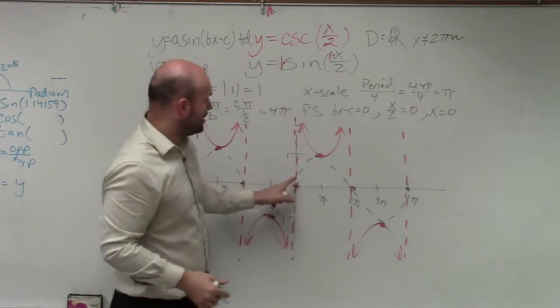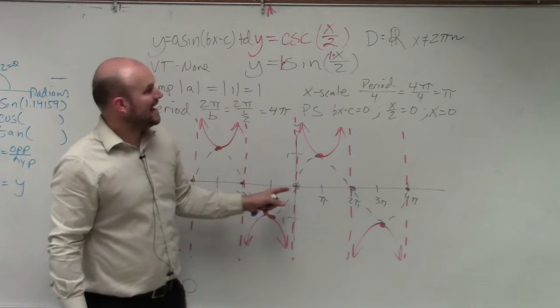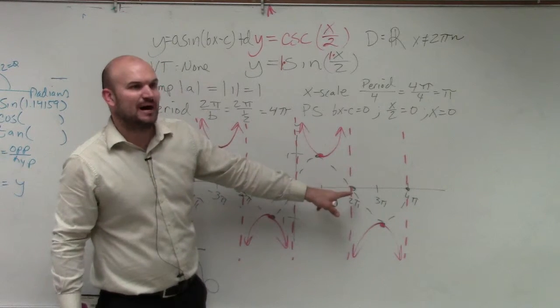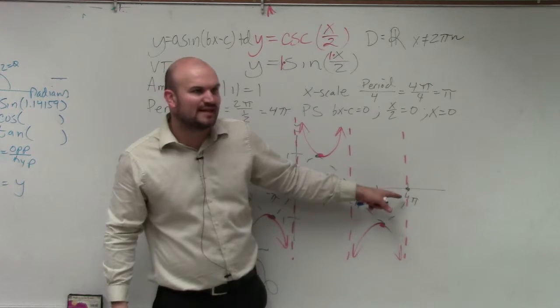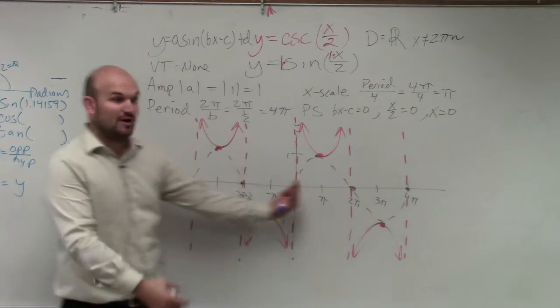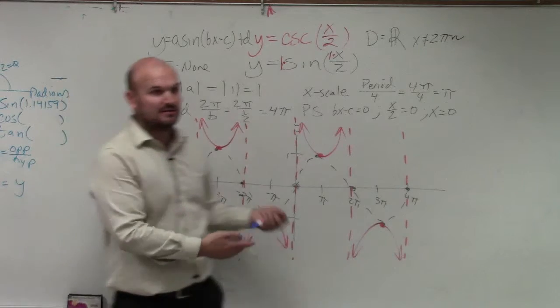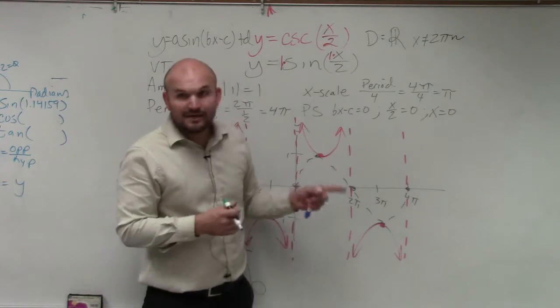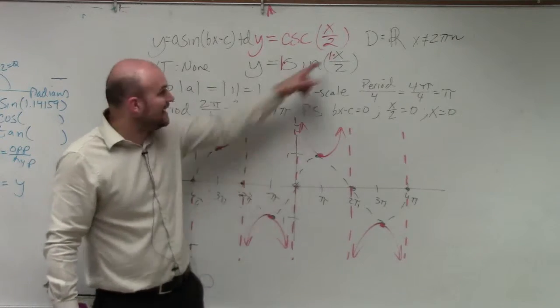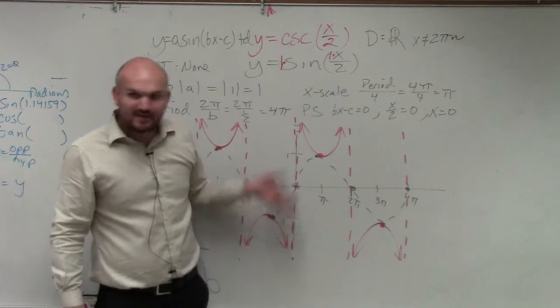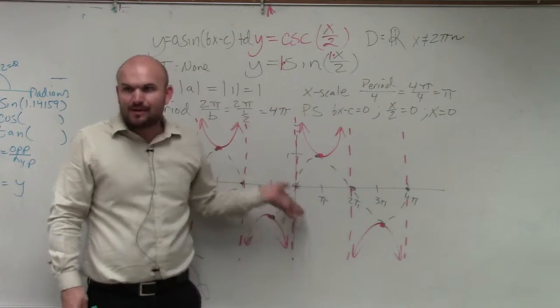Because when n is 0, there's an asymptote at 0. When n is 1, there's an asymptote at 2 pi. When n is 2, there's an asymptote at 4 pi. Do you see how that represents all the asymptotes? When it's -1, it goes in the negative direction. X cannot equal those values, because what happens when x is 0? There's an asymptote. It's not a part of the domain. You can't have a point on the asymptote; it's not part of your graph.